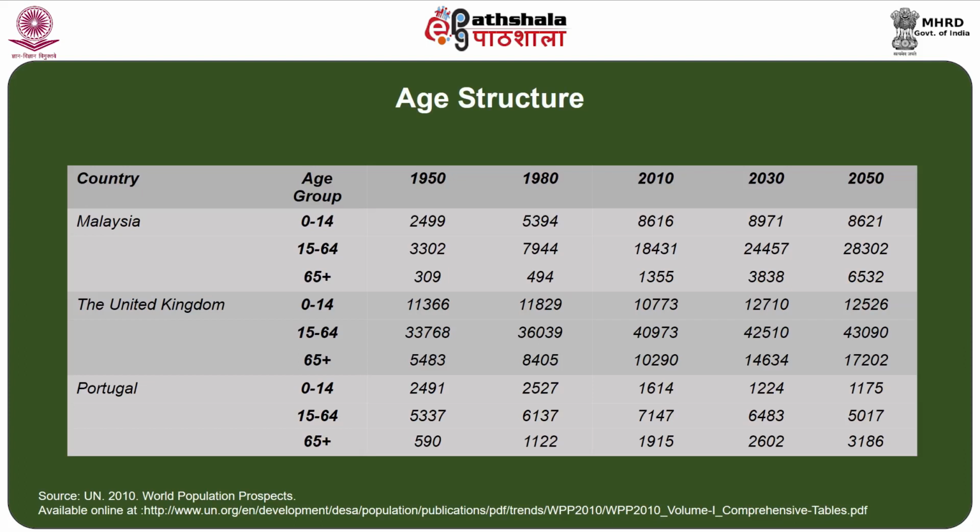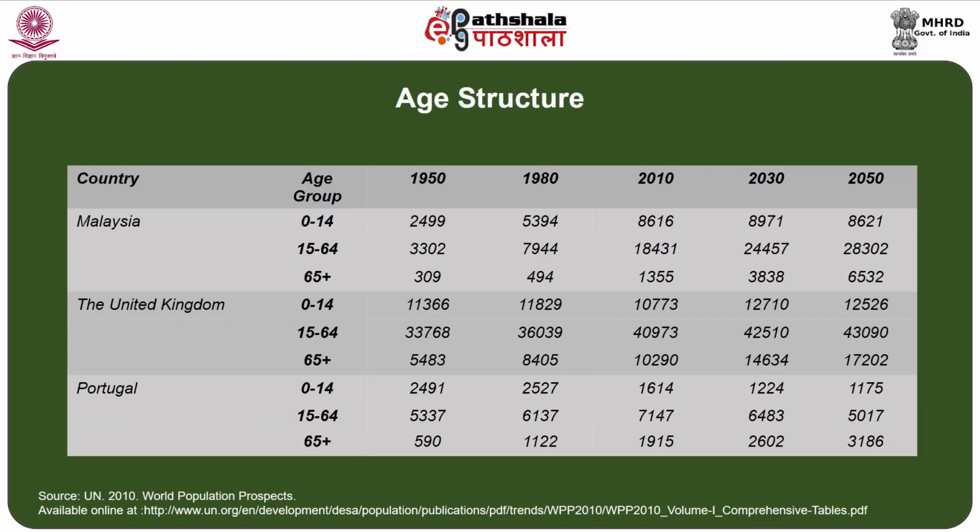The proportion of older persons, which was 5,483 in 1950, increased to 10,290 in 2010 and is expected to further increase to as high as 14,634 in 2030. In Portugal, for instance, the child population, that is the 0 to 14 years age group, was 2,491 in 1950, declined to 1,614 in 2010, and is going to further decrease to 1,224 in 2030.